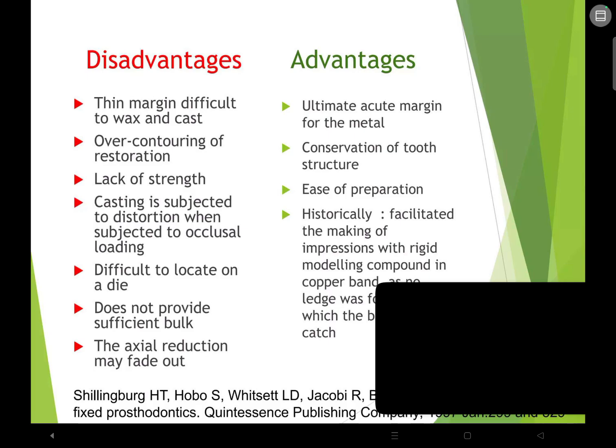So the disadvantages are a thin margin, difficult to wax and cast. It is very difficult to mark the finish line. Over-contouring of the restoration might happen. There is a lack of strength. Casting is subjected to distortion when subjected to occlusal loading. It is difficult to locate on a die, does not provide sufficient bulk, and axial reduction may fade out.